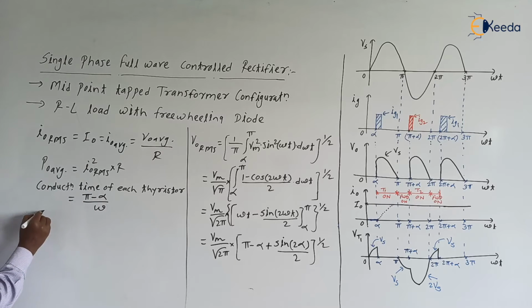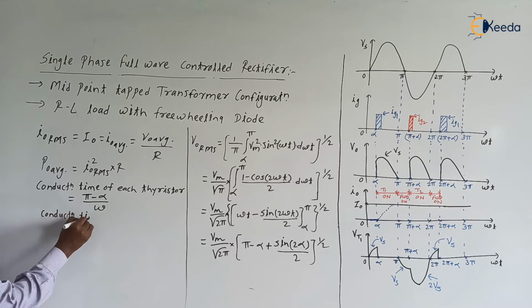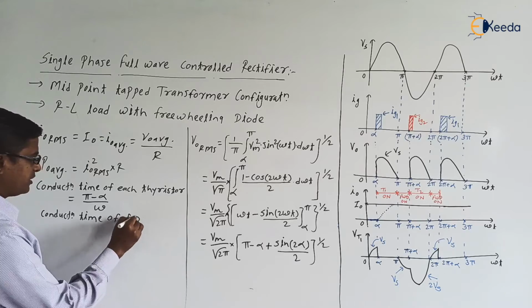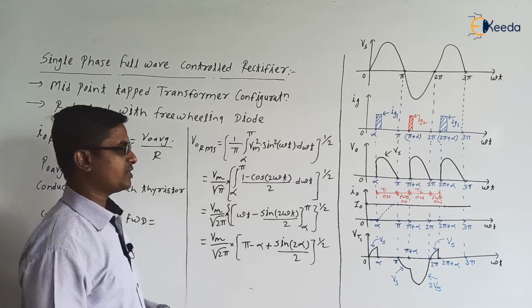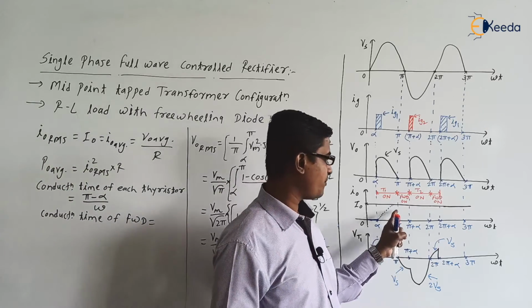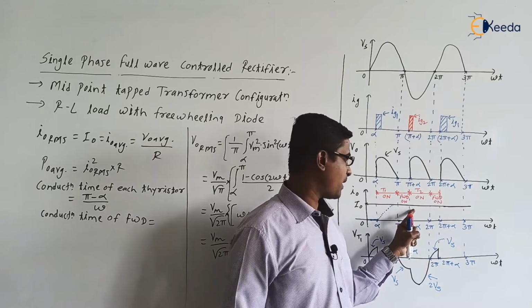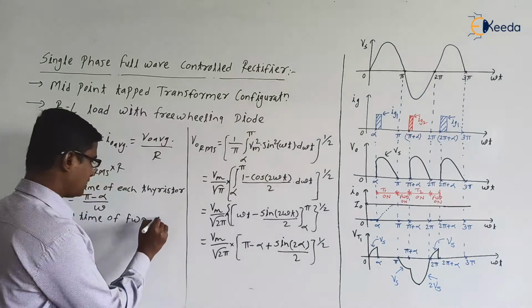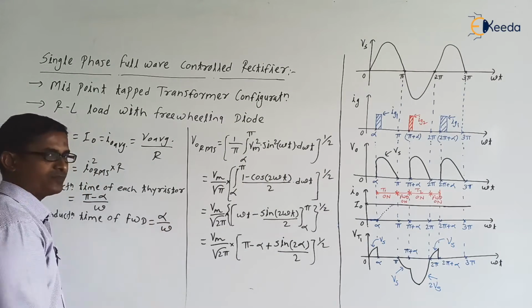Next, what is the conduction time of the diode? Conduction time of the freewheeling diode, FWD. If you check the freewheeling diode, it is in the on state from pi to pi plus alpha. So it is pi plus alpha minus pi, that is alpha divided by omega, right? So it is alpha by omega, right?